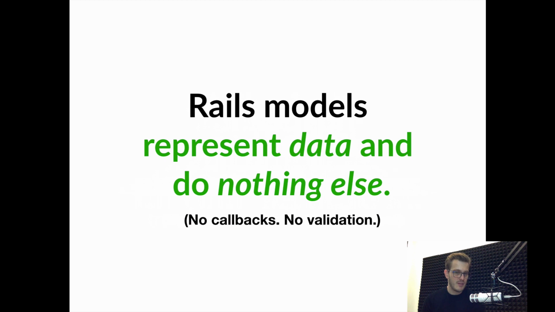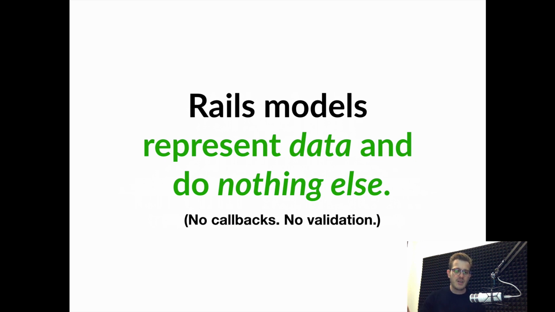In this revolutionary Rails architecture, Rails models represent data and do nothing else. They don't have callbacks in them. They don't have validations. Where that callback would go is probably in the transaction object. You would say, okay, now that I've persisted this project, let's email the users. You may have done that in a Rails application, like after create, send out the invite emails.